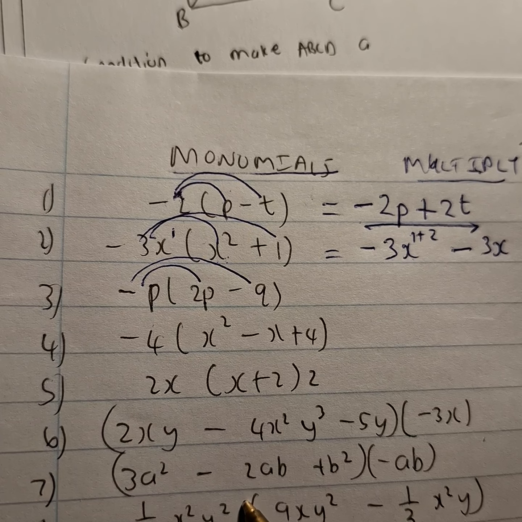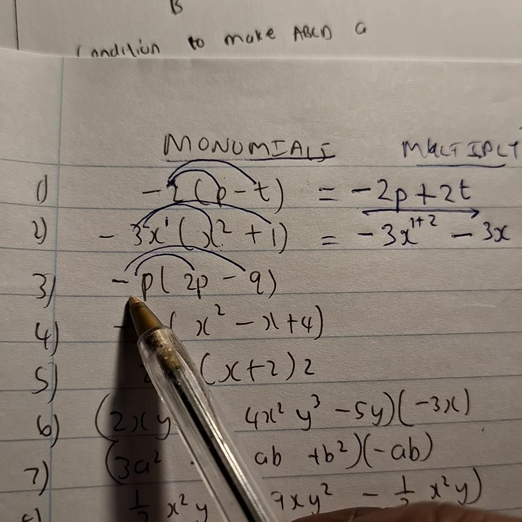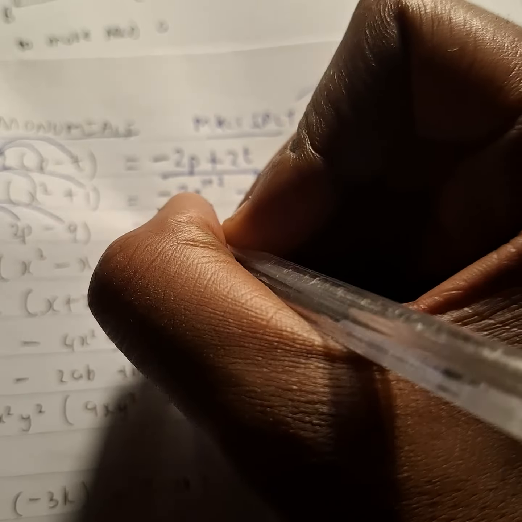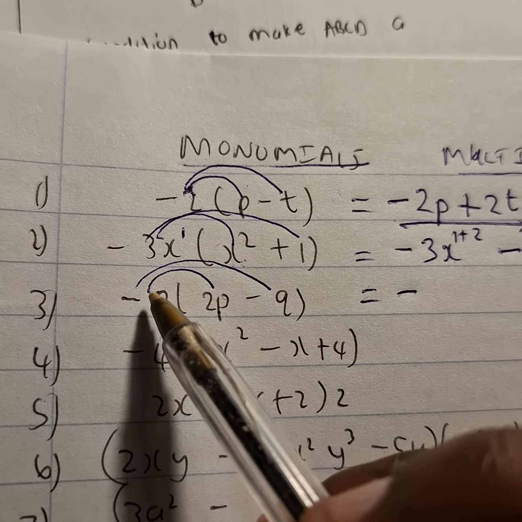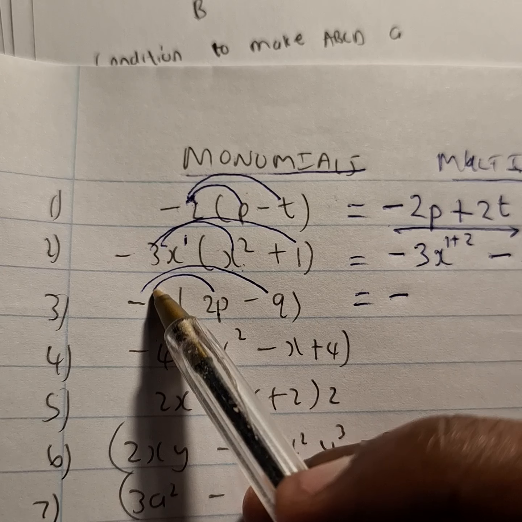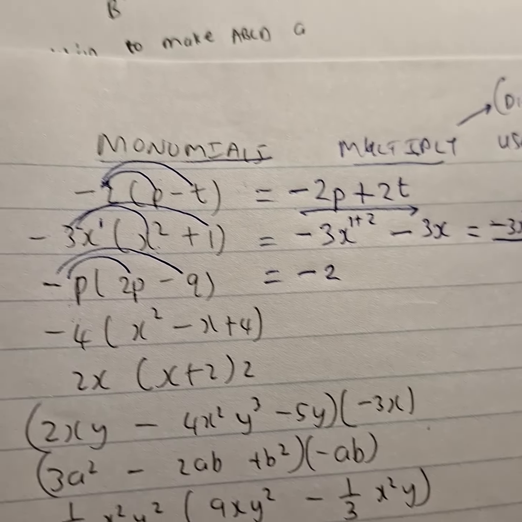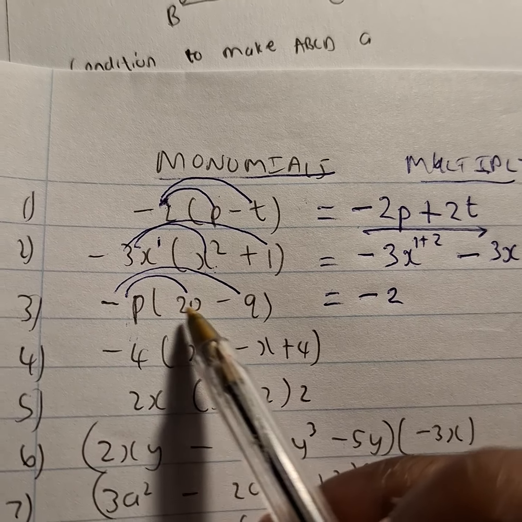So that means this monomial will be distributed to the two terms inside the bracket. So we distribute, multiply using S and L. Sign: negative times a positive gives us a negative. Number: 1, because there's a coefficient of 1 there, times 2. 1 times 2 gives us 2. Then here we have the same variable p.